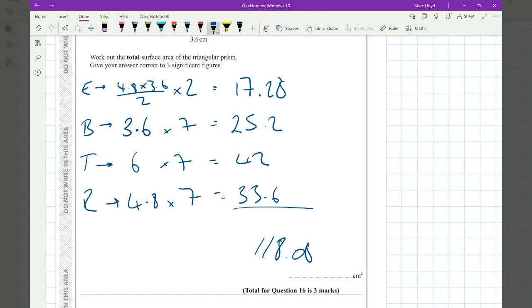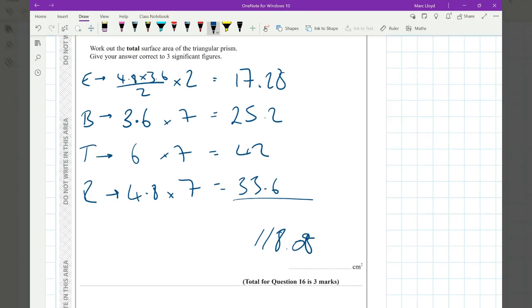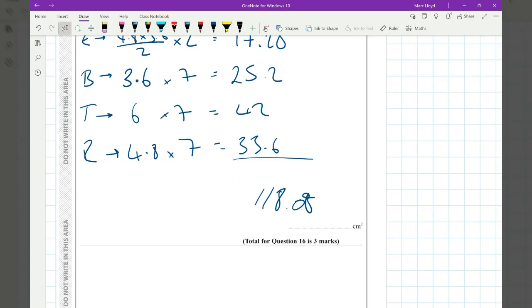Let's make that 8 clearer. Good. How many marks was that one? 3 marks as well. So good points.